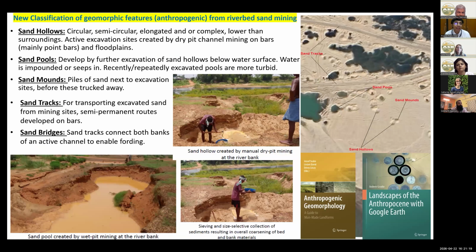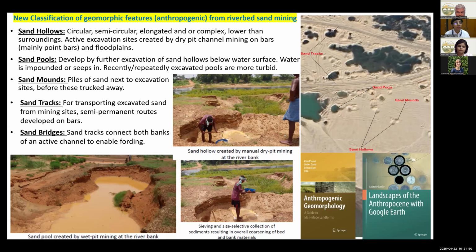And for the first time, we classified them. We tried to give some names to them. For example, sand hollows, where if you mine up a bar surface, you reduce the elevation of the bar surface, so the inside bits are lower and the outside bits are higher. Sand pools: you mine it so much that water seeps in. Sand pools are problematic because as per government guidelines, you're not supposed to mine below the water level. So wherever you are seeing sand pools, that means excavation is happening beyond the permissible limit, right?